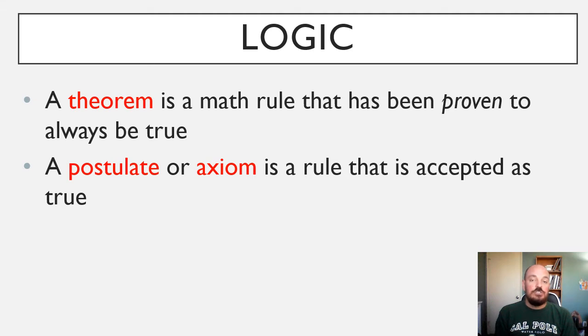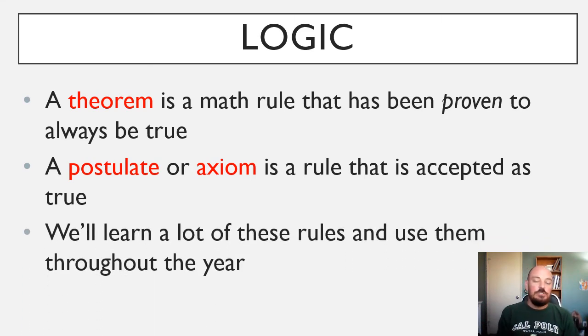Now, a postulate or an axiom, two words that essentially mean the same thing, is another type of math rule that isn't proven, but we accept it as true. They're usually very basic and simple. In fact, they're so simple they can't be proven because they're just obvious. And we call that a postulate or an axiom. Now, we're going to be working with these a lot for the rest of the semester.